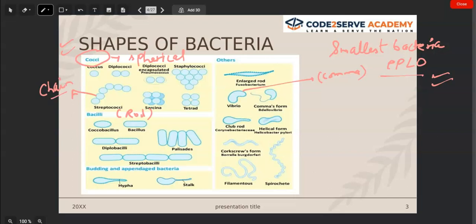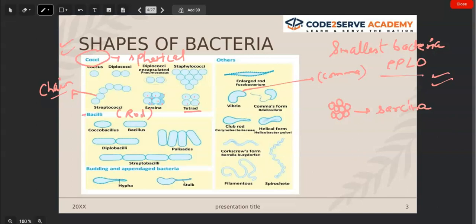And when the group is of 8, like 1, 2, 3, 4, 5, 6, 7, 8, then this will be called sarcina. Okay, so you can see here, this is 1, 2, 3, 4, 5, 6, 7, and 8. And when they are in a number of 4, this is called tetrad. So in these types of forms, the coccus shape can appear.